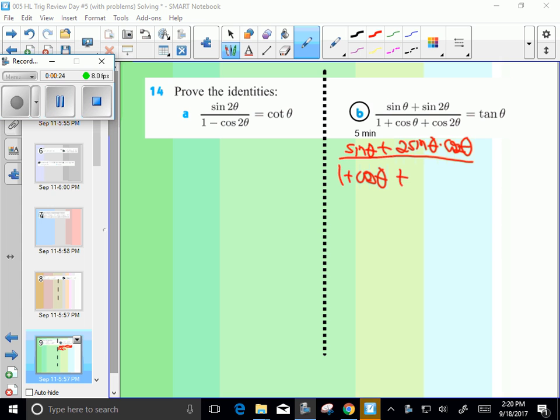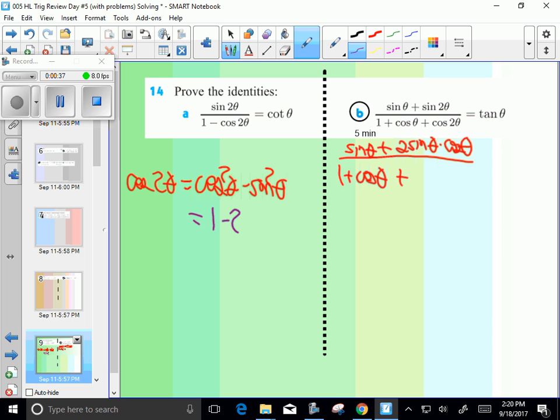Now I'm going to show you something that I haven't shown you before. Cosine 2 theta is cosine squared minus sine squared. But you can also write it 1 minus 2 sine squared, or you could write it 2 cosine squared minus 1. All of these are the same. Which do you prefer, A, B, or C?